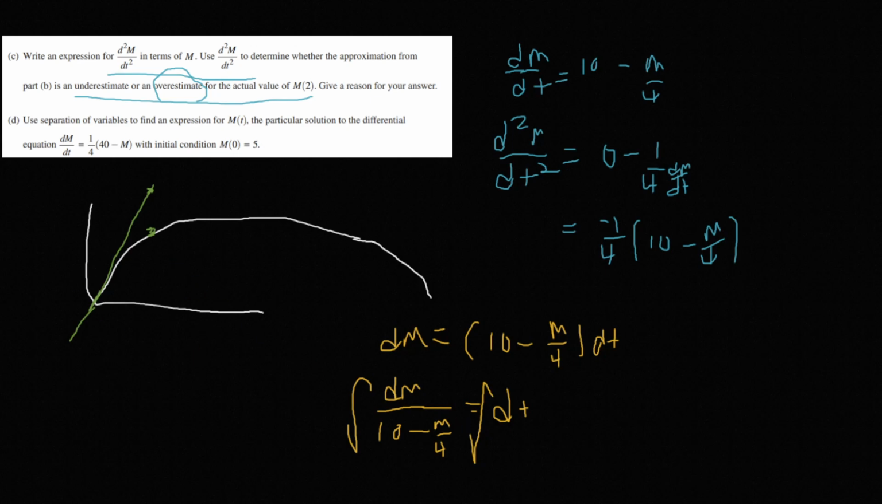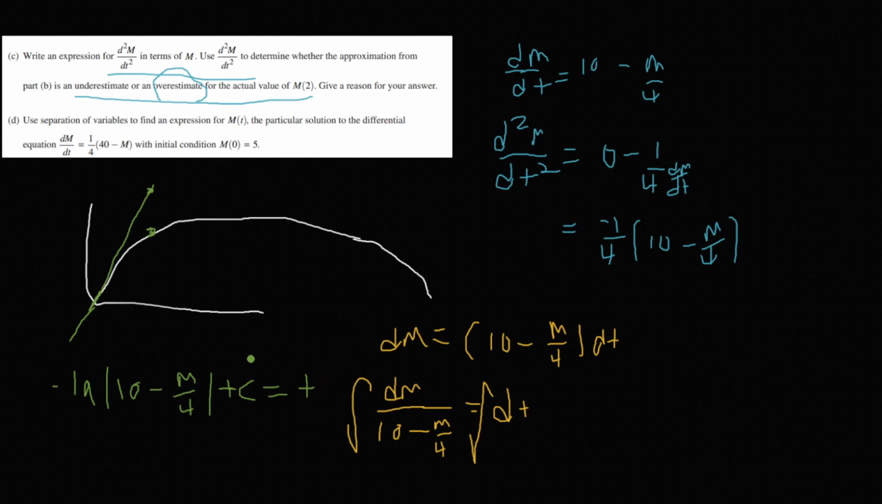So when we integrate this, we get the negative natural log of the absolute value, because this is negative because of this negative in front of the variable there. The negative natural log of (10 minus m) over 4 plus c is equal to t.